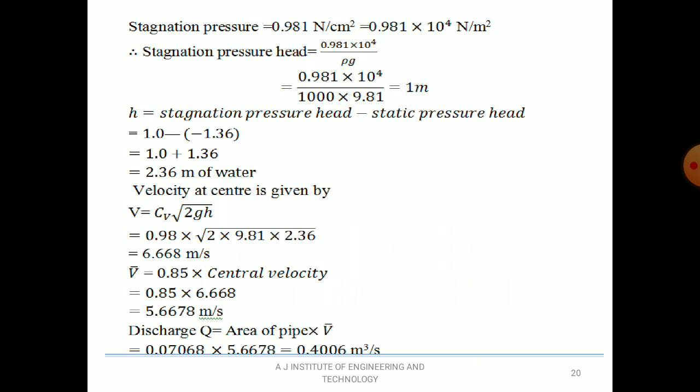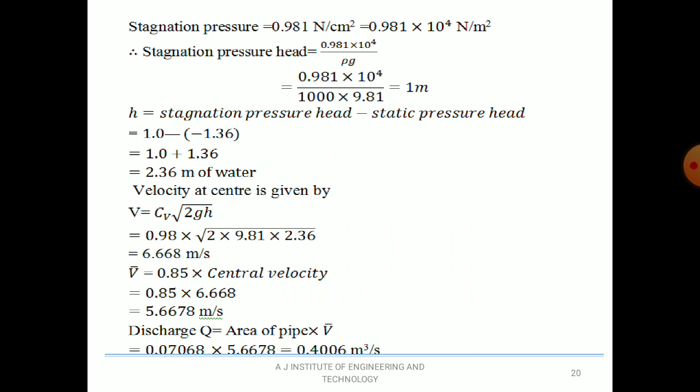Stagnation pressure is given as 0.981 Newton per centimeter square. Convert from Newton per centimeter square to Newton per meter square by multiplying by 10 to the power 4. So 0.981 into 10 to the power 4 Newton per meter square. Therefore stagnation pressure head is 0.981 into 10 to the power 4 divided by rho g, where rho is of water because the flowing fluid here is water. So 0.981 into 10 to the power 4 divided by 1000 into 9.81 is equal to 1 meter.